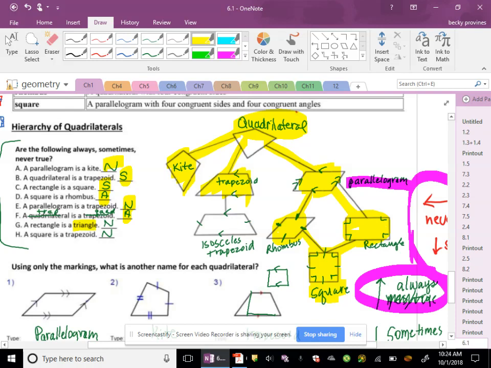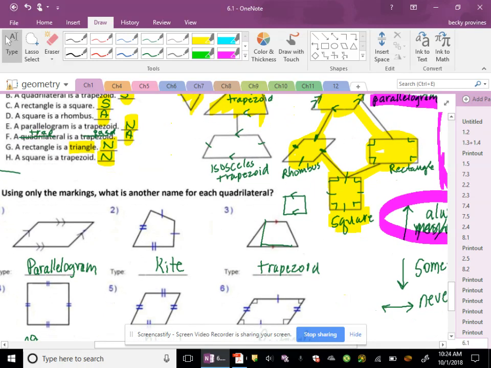Now, I tried to fool you. Are triangles even in the picture? No, because they're not a four-sided shape. Of course, it's never. And is a square a trapezoid? Now, I know a square is the head shape, but it's only head shape in that family. So a trapezoid's not in the same family, so it is never.